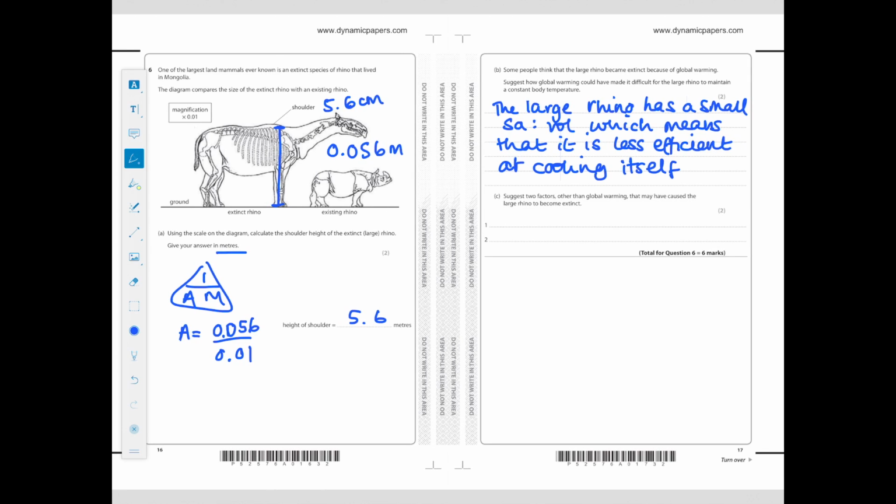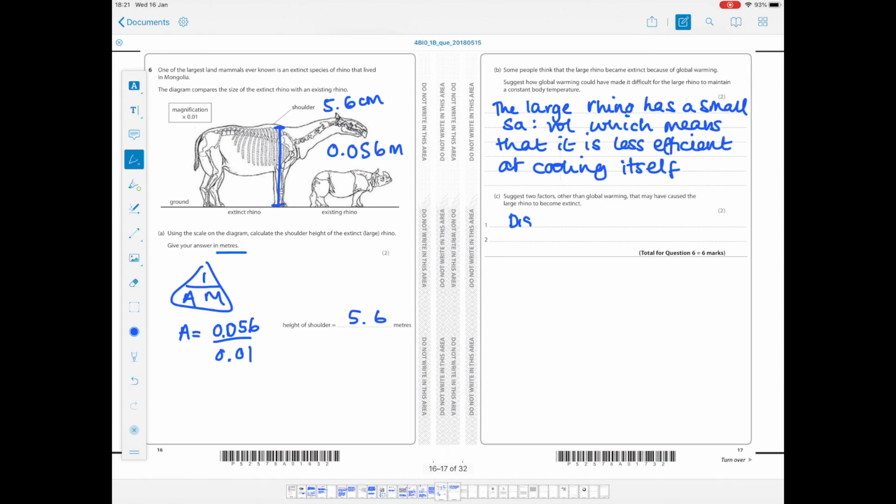Suggest 2 factors other than global warming that may have caused the large rhino to become extinct. This is a nice easy question. So what on earth could have killed that rhino? Well, it could have been pathogens, so spread of disease. It could have been loss of habitat, which you might have had a clue from the previous question. So something like deforestation would lead to habitat loss. It could even been a natural disaster such as flood or landslides.